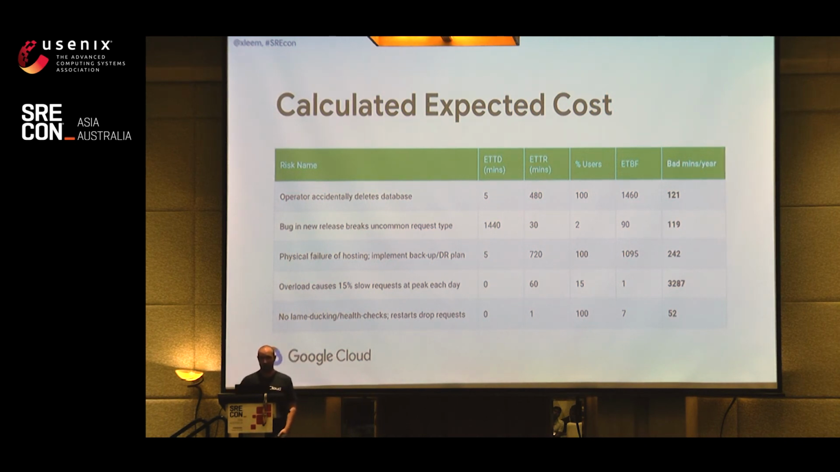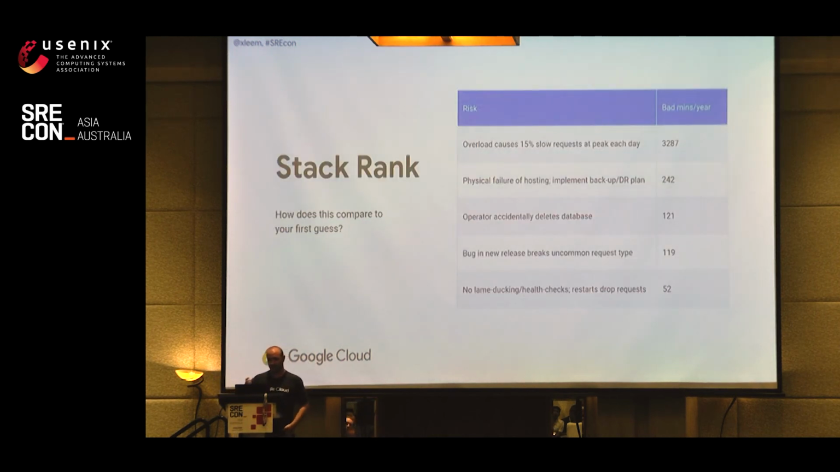So with all of that, we can get the spreadsheet to do the calculation for us and get the cost, which we can express in bad minutes per year against our error budget. And if you're following along on the spreadsheet, this all happens on the first sheet in there. But then if you flick over to the second sheet, we can take it and put it into the stack rank. And that's the prioritization that I've been talking about.